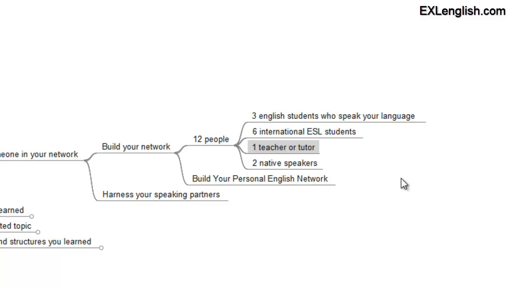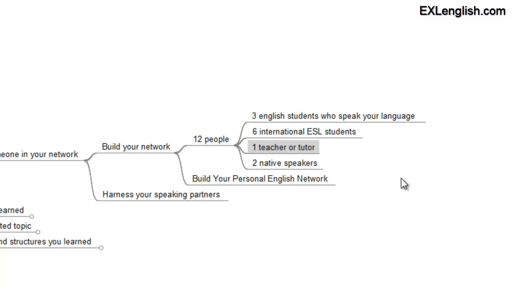1, you could just hire them as a teacher or tutor. 2, you could find other people who are native English speakers who want to learn your mother tongue. So you could do an exchange where you help them learn your language, and in return, they'll help you learn English, the language you want to learn.